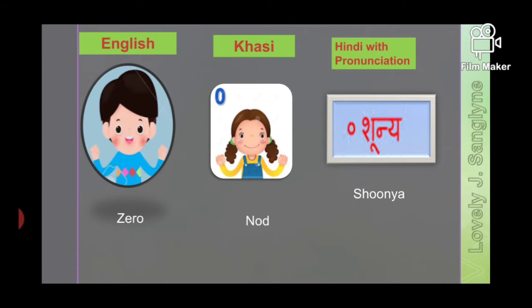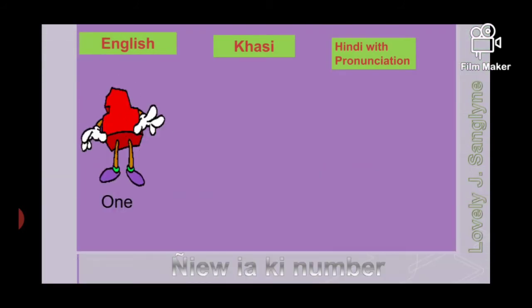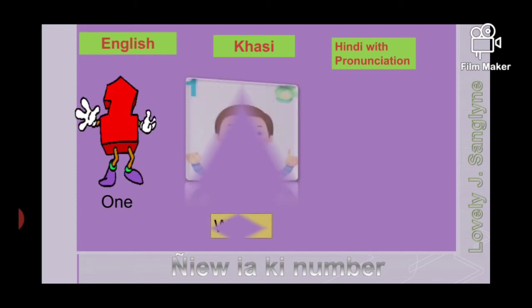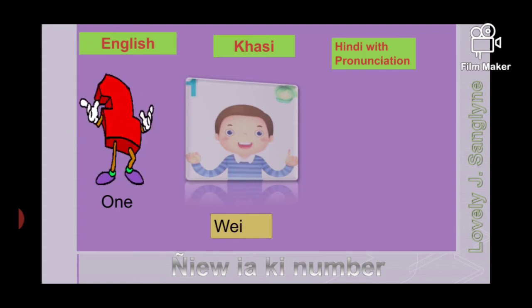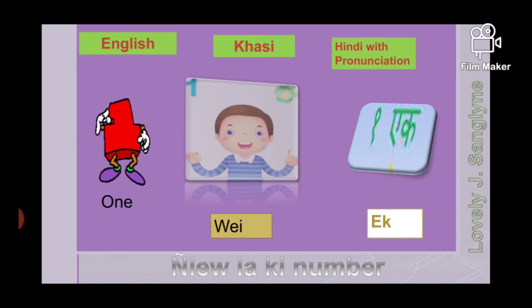So 0 means not in Khasi and shunya in Hindi. Shunya. Shunya means 0. 1, kamut wait, and in Hindi ek means 1.